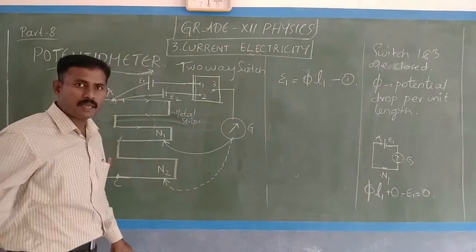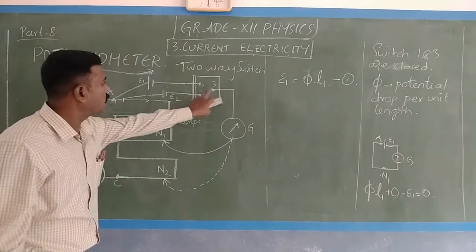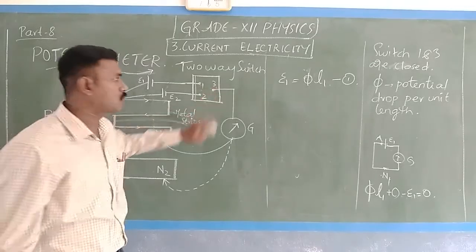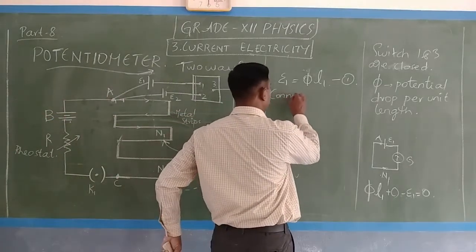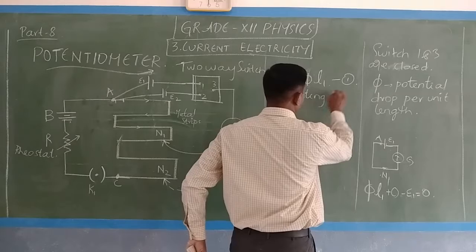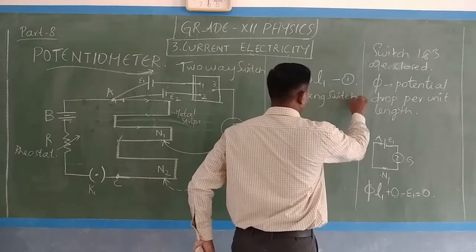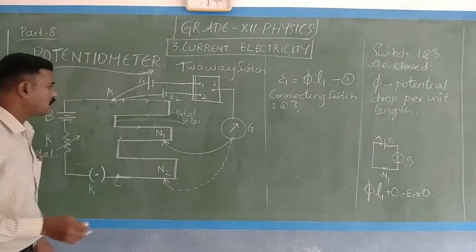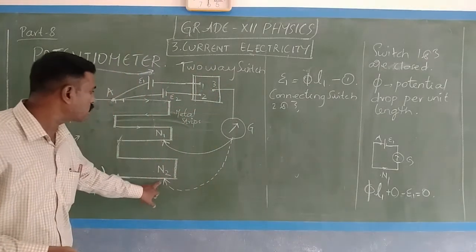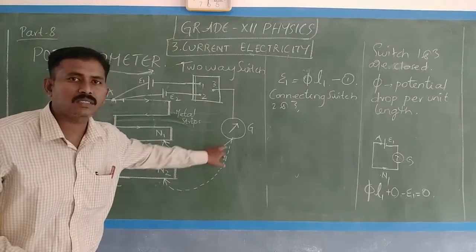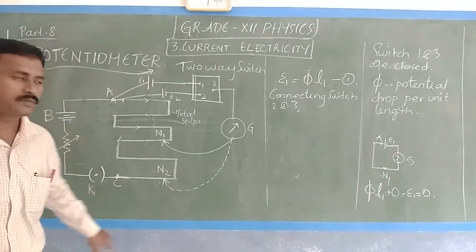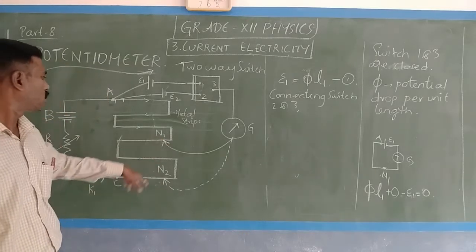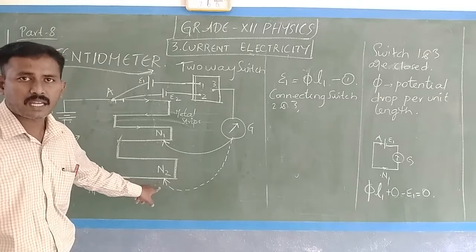Then applying the same concept for 2 and 3. Now I close the switches 2 and 3. The same concept I apply here. Now I am connecting this jockey to N2. The galvanometer is connected to N2, because this N1 will not work. We are considering the N2 value.